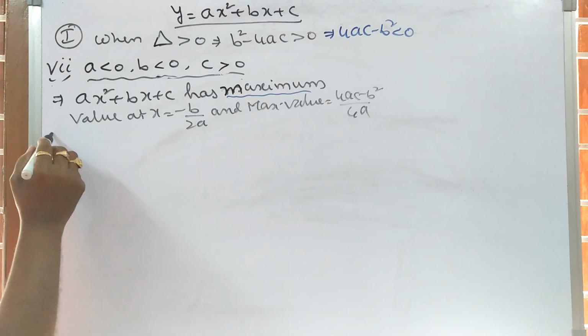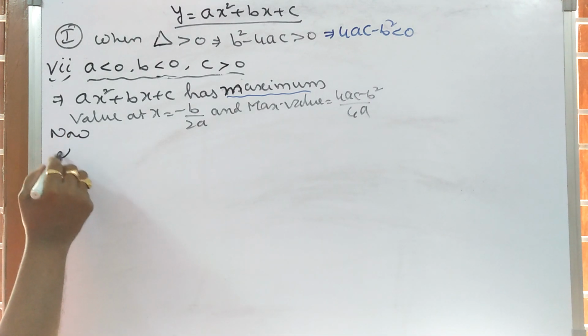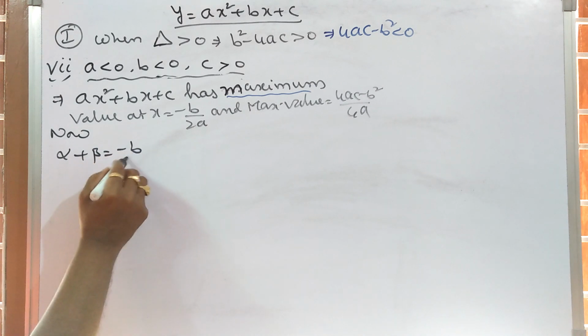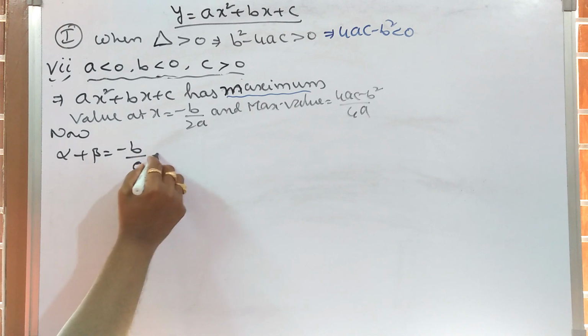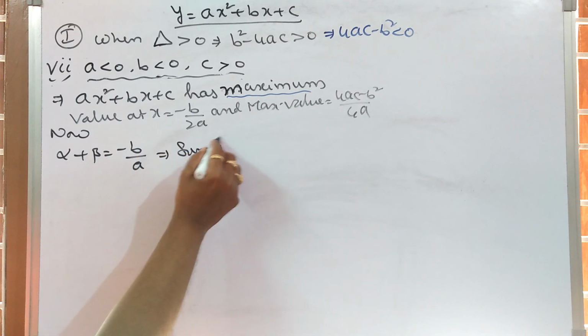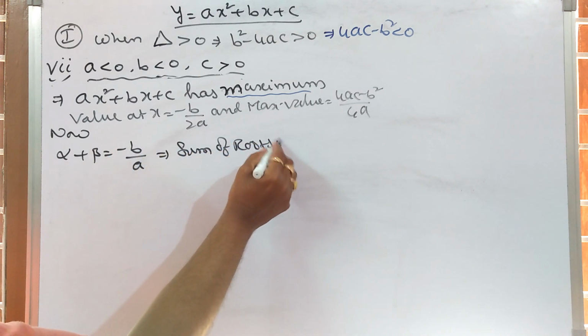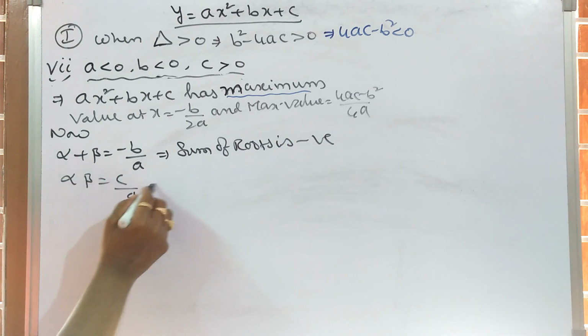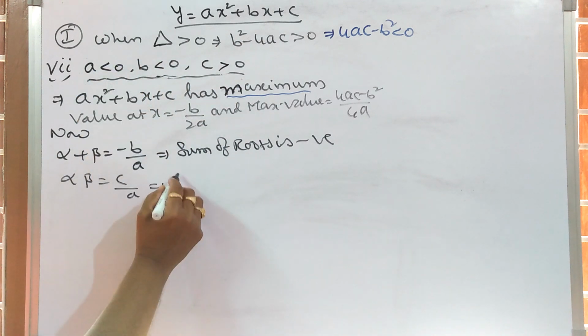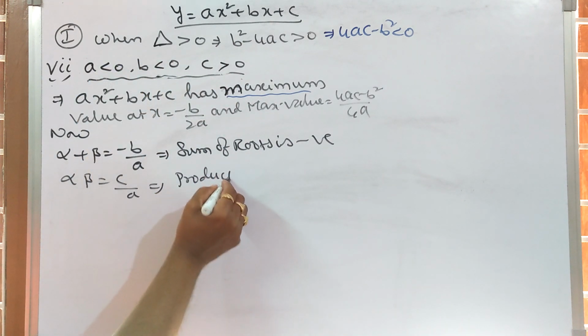Now let us see. Now sum of roots, alpha plus beta, is equal to minus b by a. b is negative, a is negative. Negative by negative, positive. But you are having negative. That means sum of roots is negative. Let us go for alpha beta, c by a. c by a means positive by negative, negative. That means product of roots is negative.